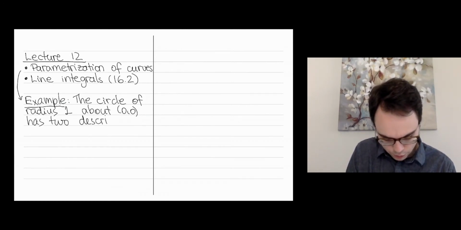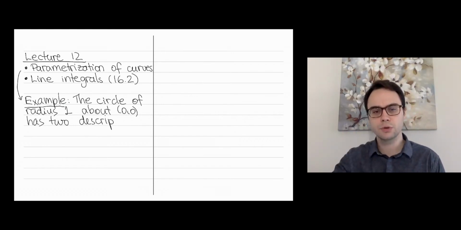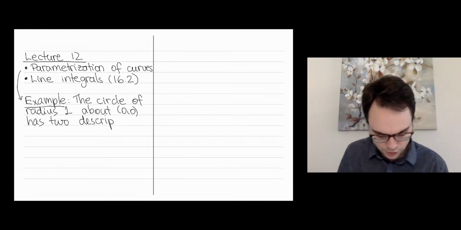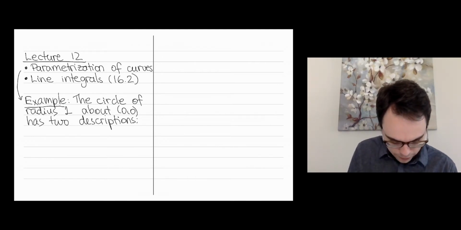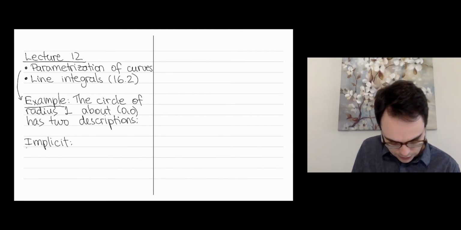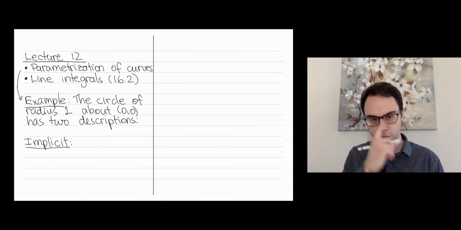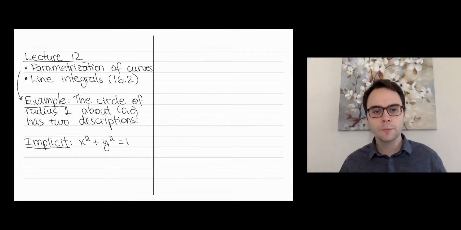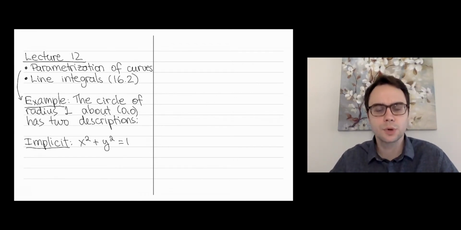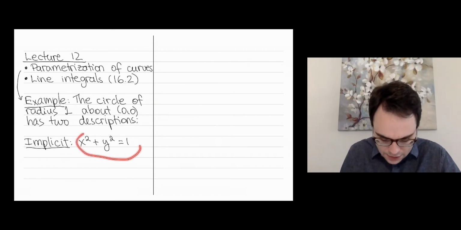Sometimes it's easier to work with one, sometimes we want to use the other. So here they are. There is the familiar implicit description. To describe the circle implicitly, I'll just give you its equation. I'll just say the circle is the set of points (x, y) which satisfy the equation x squared plus y squared equals 1. This is implicit because it doesn't give you any points.